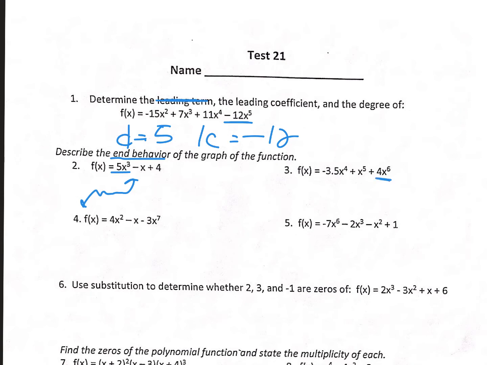The second one is even with the 6, with a positive 4. That means it's going up to the left, up to the right. Number 4 is odd because it's degree 7. It's got a negative in the front, so that means it's going up to the left, down to the right. And the last one, number 5, is even. It's got a negative 7, which means it's going down both directions. Okay, so that's 1 through 5.